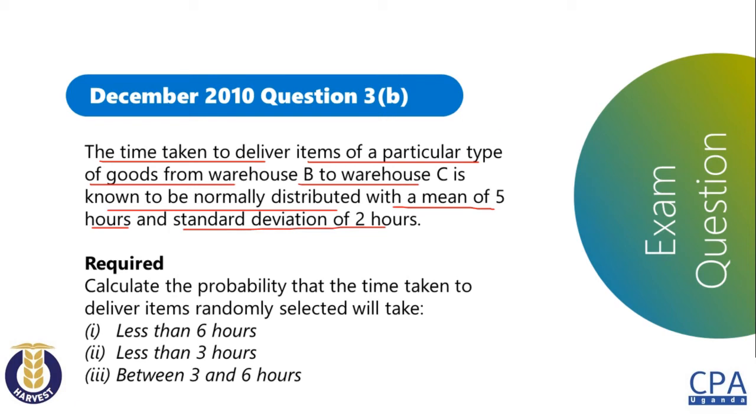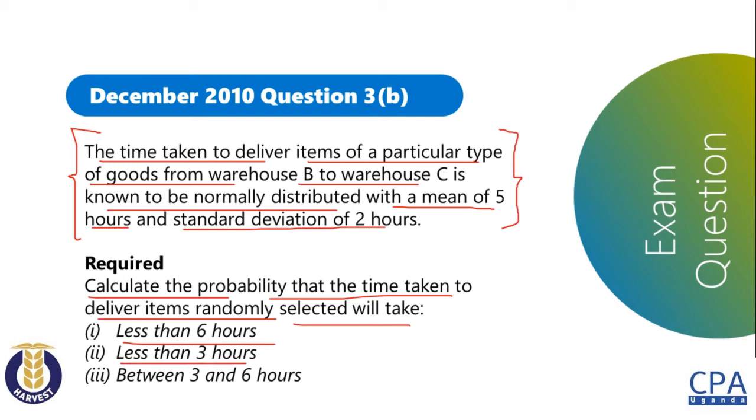This is typical information that you're going to be given by the examiner for you to be able to work out the required probability. So they have given us the mean as 5 hours and the standard deviation as 2 hours. So we are required to compute the probability that the time taken to deliver the items randomly selected will be less than 6 hours, okay, as our first part, less than 3 hours as our second part, and between 3 and 6 hours.